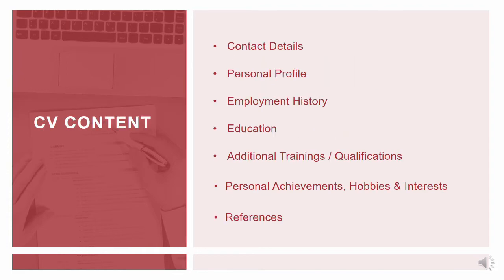Regarding the content in your CV, there are generally 7 sections which make up a CV, and these include your contact details, your personal profile, your employment history, your educational background, any additional trainings or qualifications that you may have, your personal achievements, hobbies and interests, and finally your references.